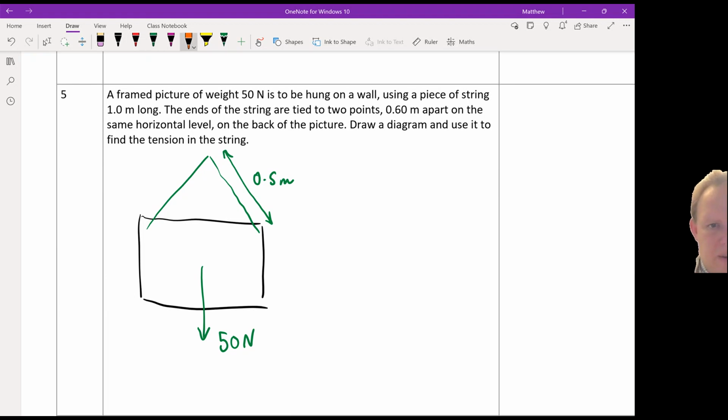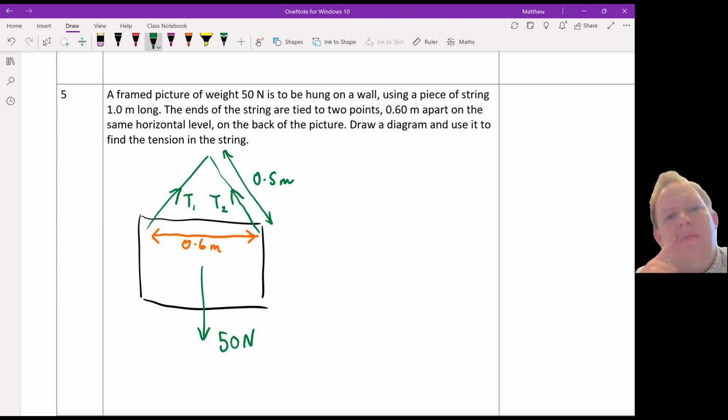The distance between them here is 0.6 meters. And we're interested in finding the size of the tension in each of these pieces of string. Now I'm going to call them T1 and T2. By symmetry, we're going to find, of course, that they're equal to each other. I think it's easy if you label them both as T to forget that there's 2 of them rather than just one.